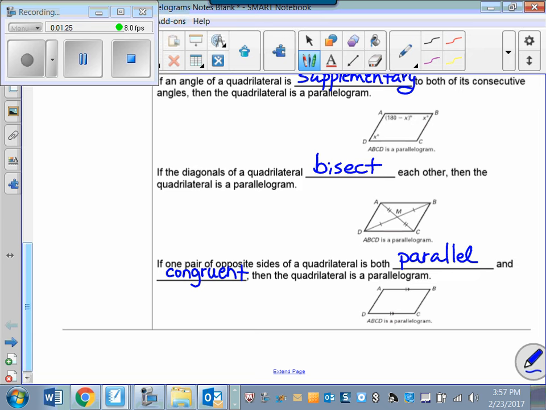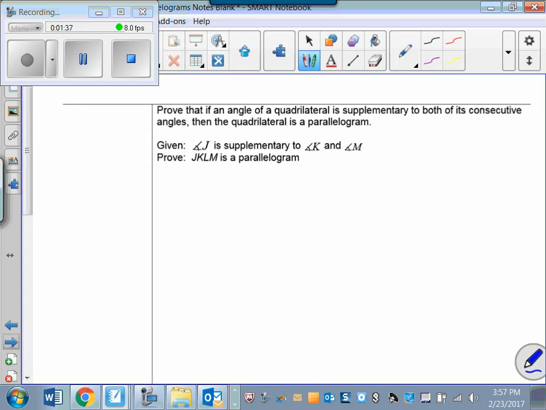All right, so I'm sure we got some examples coming along so we can see how this plays out. If I can get my page to turn. Here we go. We're going to start right off with a proof. Okay, so we're going to prove one of these theorems. We're going to prove the theorem that says if an angle of a quadrilateral is supplementary to both of its consecutive angles, then the quadrilateral is a parallelogram.